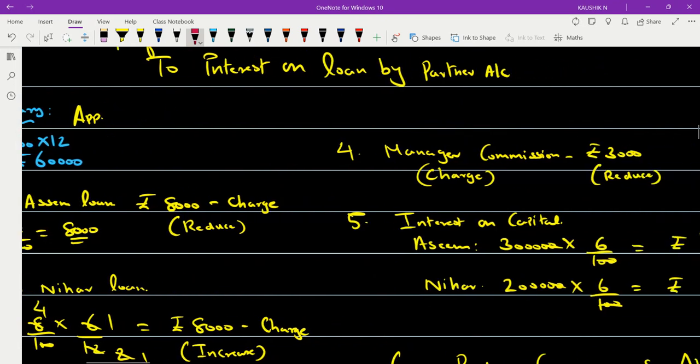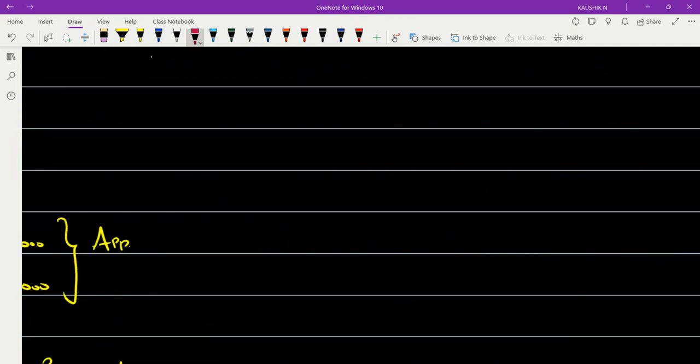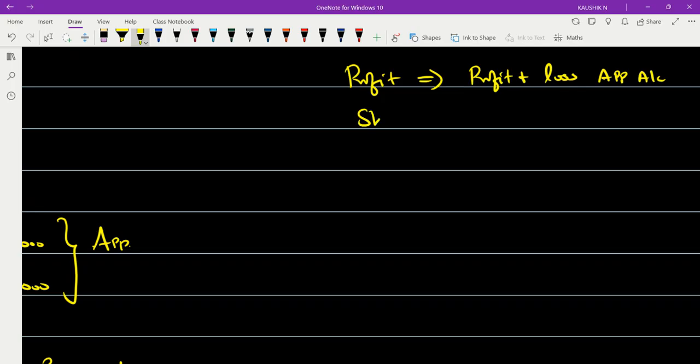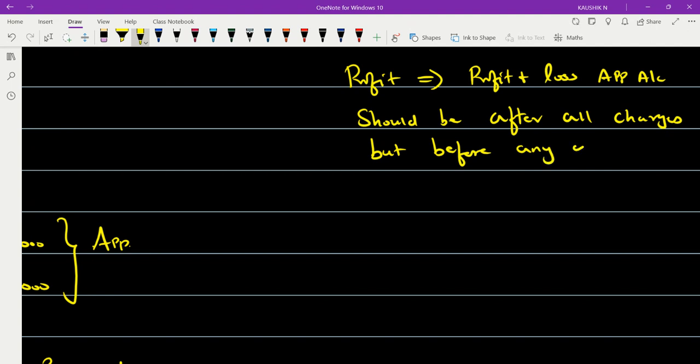As I already said, the amount of profit, whatever we take to the profit and loss appropriation account, should be after all charges but before any appropriation.